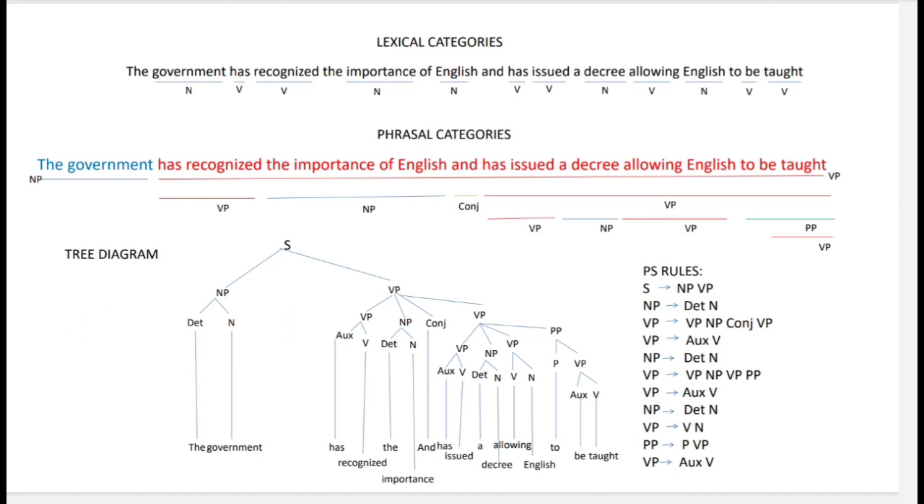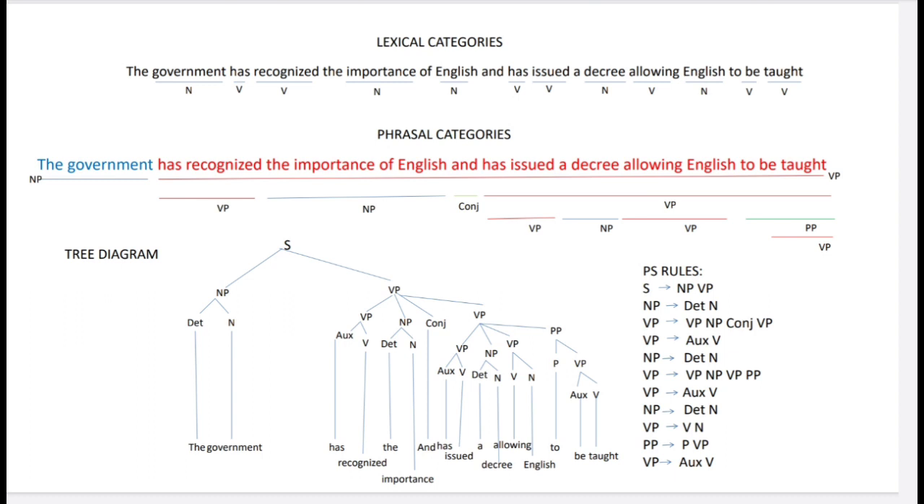The determiner is the, the noun is government, and then there is a tree diagram about the verb phrase. Verb phrase has four structures. What are these? The first one is verb phrase, the second one is noun phrase, the third one is conjunction, and the fourth one is verb phrase again. So now we discuss deeply about this verb phrase. Verb phrase has verb phrase again.